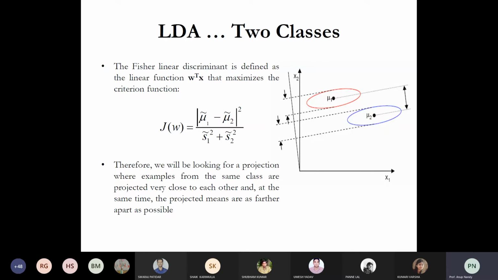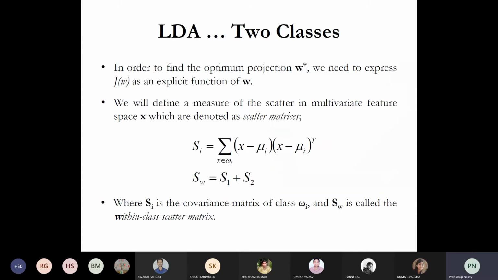Therefore, we will be looking for projections where examples from the same class are projected very close to each other. I mean the samples which belong to the same class will be very close to each other when you project them. At the same time, the projected means are far apart for the different classes. These are the things you need to take care of, and you have to normalize it so that you will have good separability. Now we'll see how to compute it. First I'll tell you the mathematics, then we'll take one example.